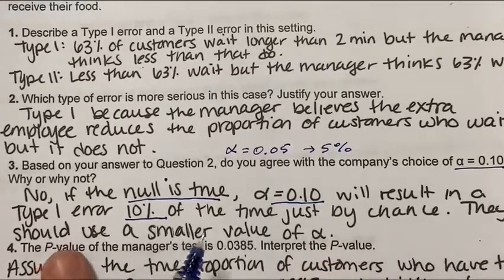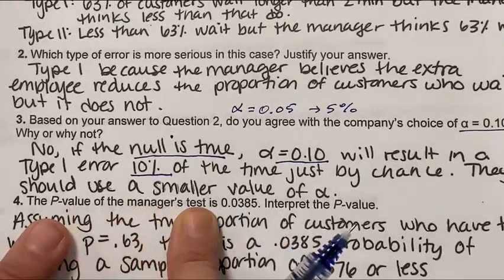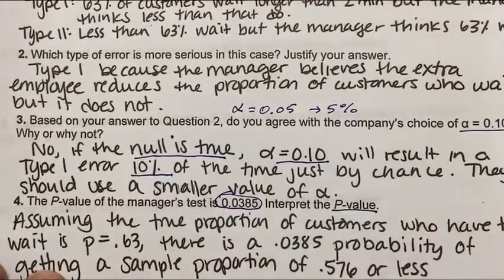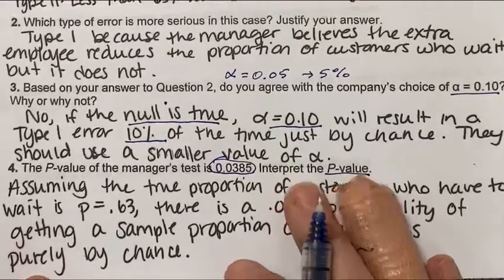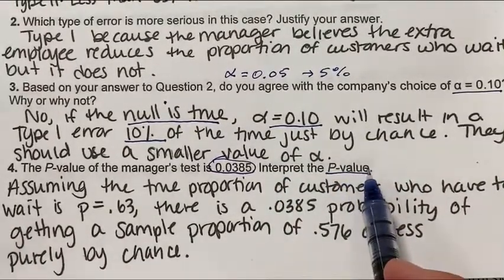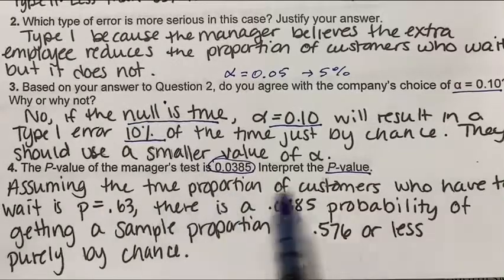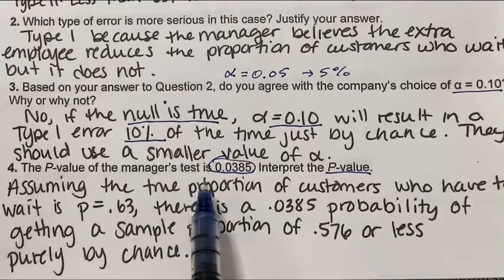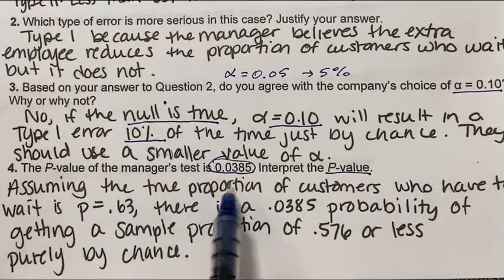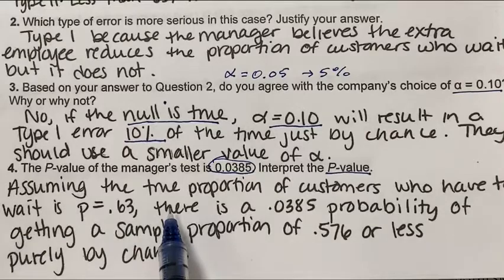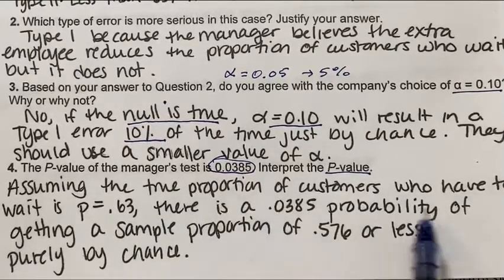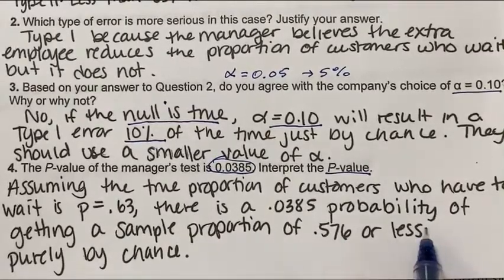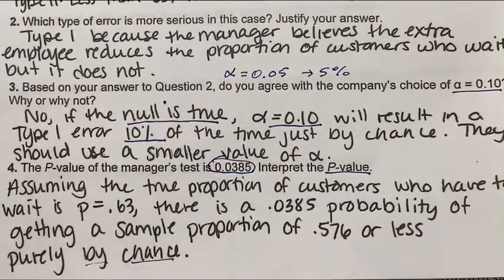Okay, so what does it mean in 4? The p-value of the manager was this. Interesting. Let's interpret the p. So we practiced that today. This would be one way to interpret the p. Assuming the true proportion of customers who have to wait really is 0.65, so that's our script, if H sub 0 is true, then our p-value is the probability of getting at least a sample proportion or less by chance. Okay?